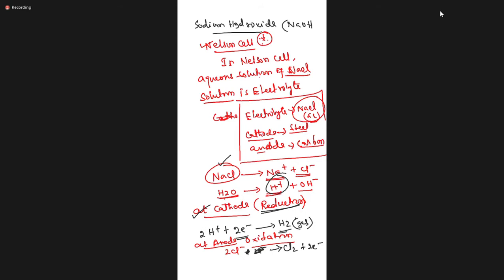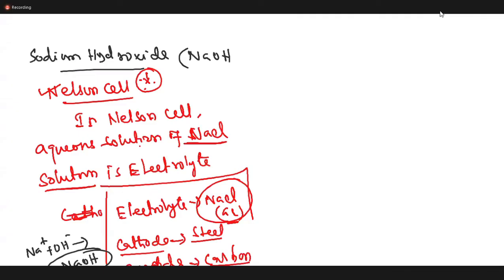And at the anode, what type of reaction takes place? Oxidation reaction takes place. 2Cl minus, losing 2 electrons, becomes chlorine gas. Finally, what reaction will happen? If you combine these two, Na plus and OH minus together will give rise to NaOH. This is the preparation of NaOH by the Nelson cell process.